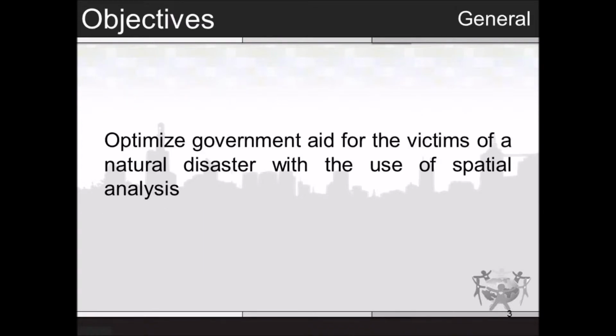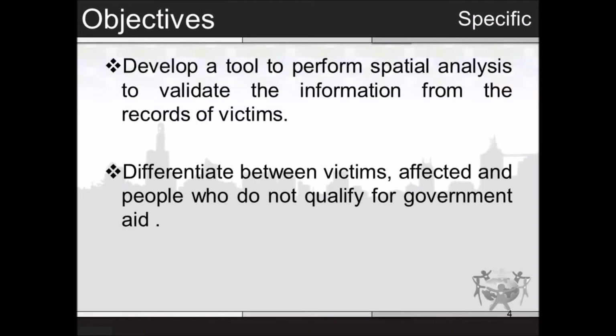The general objective is to optimize government aid for the victims of a natural disaster with the use of a spatial analyst. There are two specific objectives. The first one is to develop a tool to perform a spatial analysis to validate the information from the records of victims. The second one is to differentiate between victims affected and people who don't qualify for the government aid.